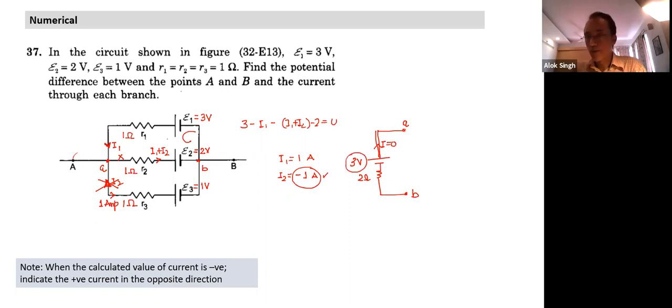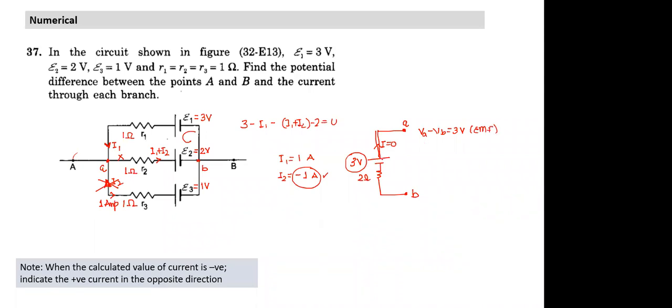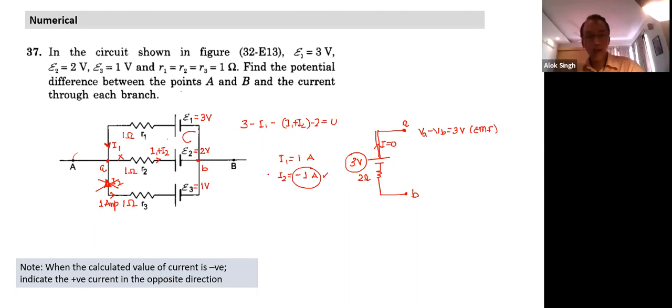So if it is connected to 2 points in the circuit, let's say point A and B, and the potential at A minus the potential at B is equal to 3 volts, which is the EMF of the battery, the current from the battery becomes 0. Does it make some sense? It's just like connecting the same battery in parallel. The same thing is happening in this case also.